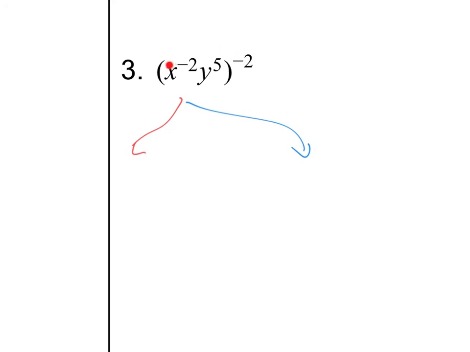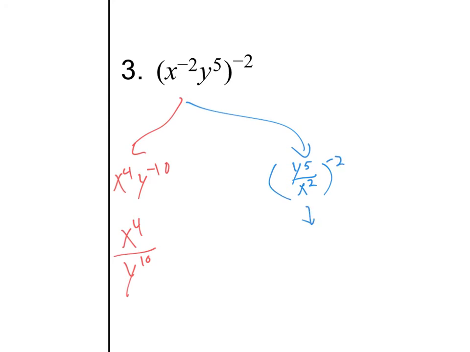So this would be x to the positive 4th, y to the negative 10th. We can distribute in right off the bat. And then we can rewrite this using only positive exponents. We don't really like negative exponents. So this would be x to the 4th over y to the 10th. Or what we could do is simplify the inside first. And this is what I typically like to do. So if I simplify the inside first, it'd be y to the 5th over x to the 2nd, all raised to the negative 2nd.